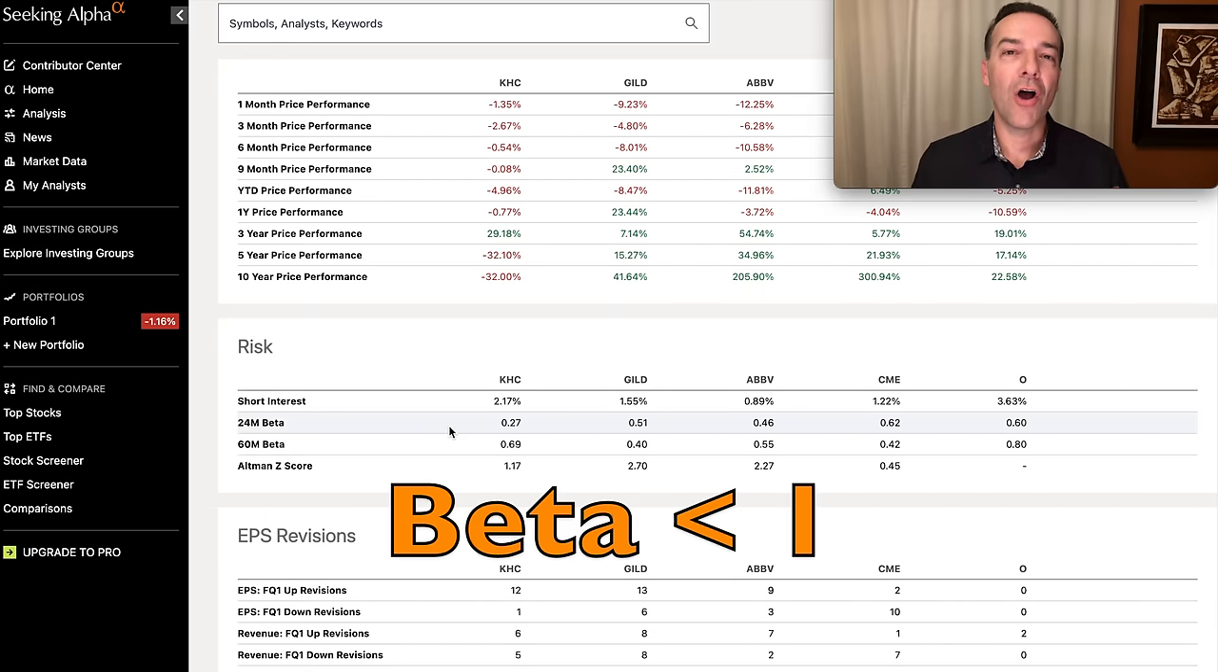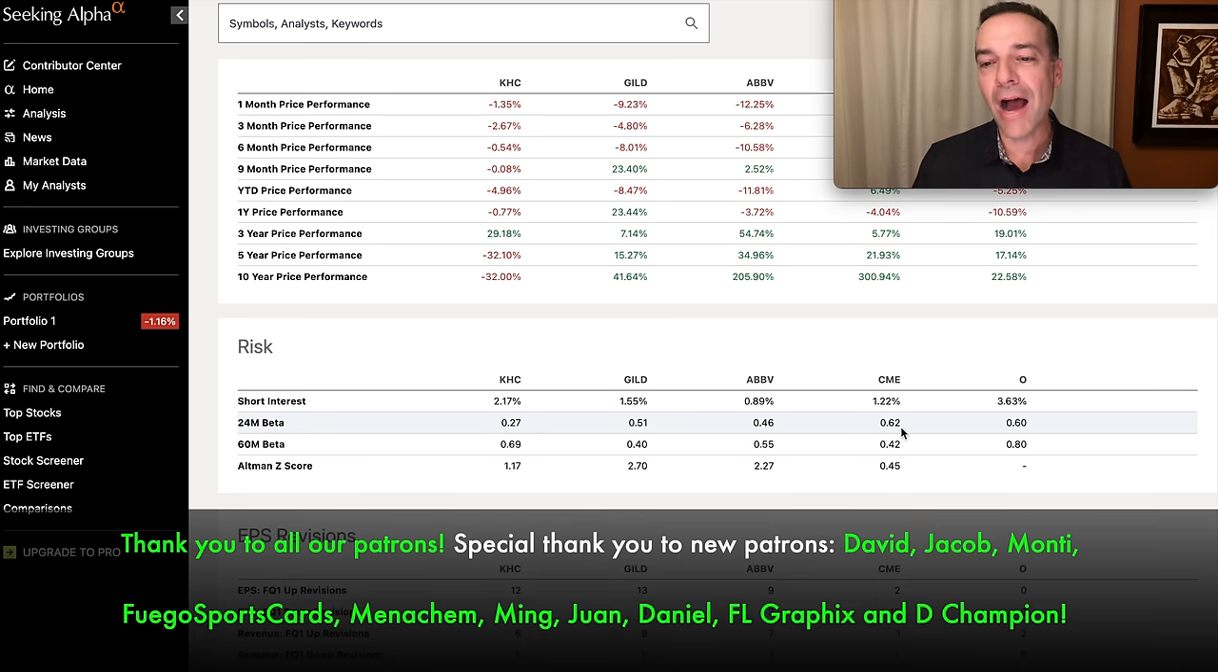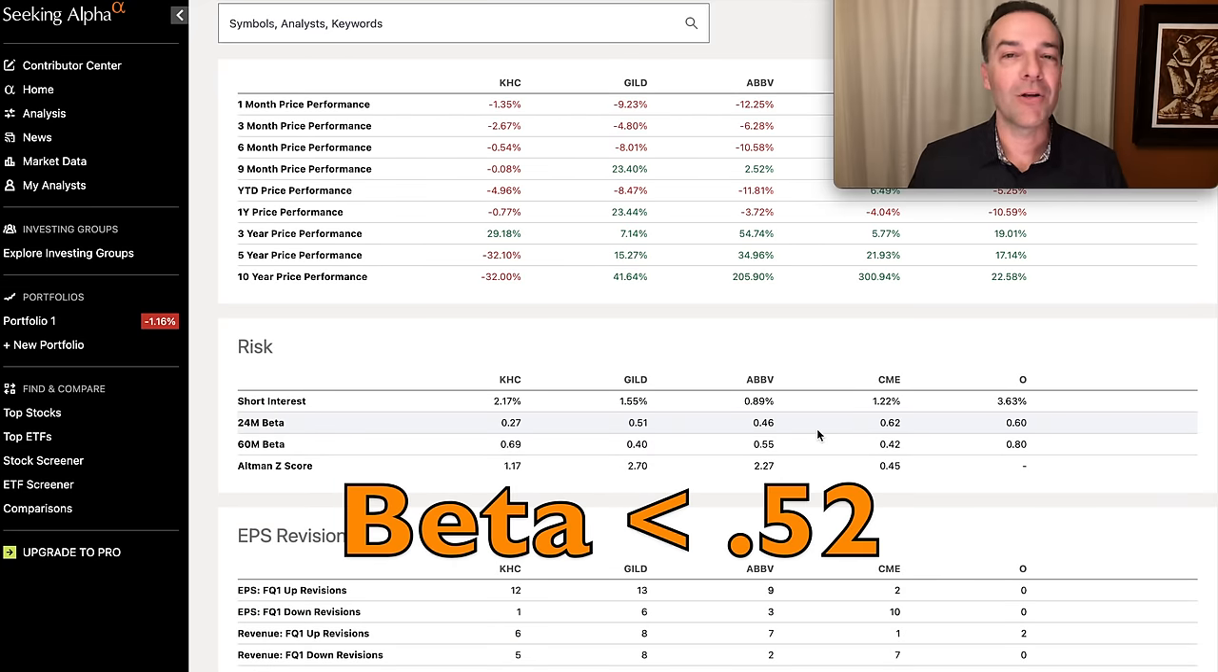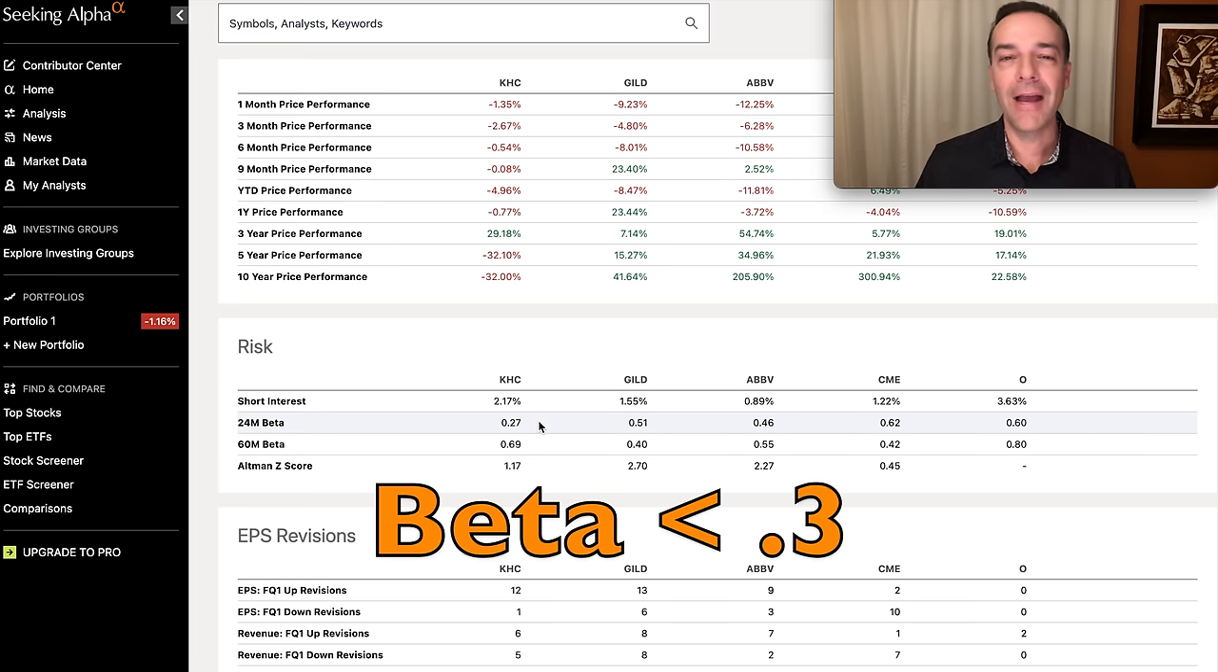Well, notice here that they are all well under one. So they are all a lot less volatile than the overall market. In fact, the two highest ones are at 0.62 and 0.6. That means they move on average about 40% less than the overall market. But our top three stocks actually have a beta of 0.51 or less. And our top stock has a beta of 0.27 over the past 2 years.